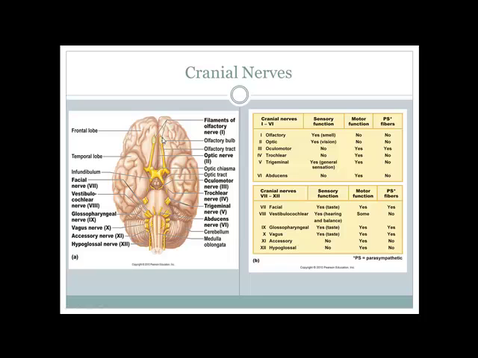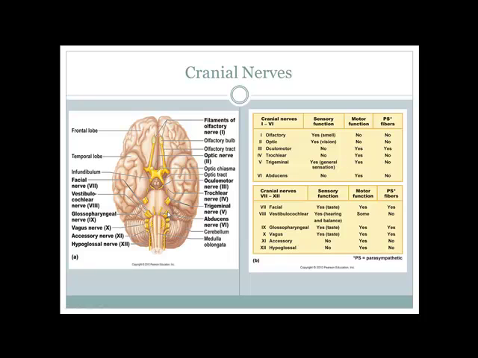So looking here, here's going to be your olfactory nerve. And this is the bulb and the tract of the olfactory nerve. Next is going to be your optic nerve with the optic chiasm. We'll talk about this in the special senses chapter. Here's your oculomotor nerve, your trochlear nerve, trigeminal nerve, abducens nerve.